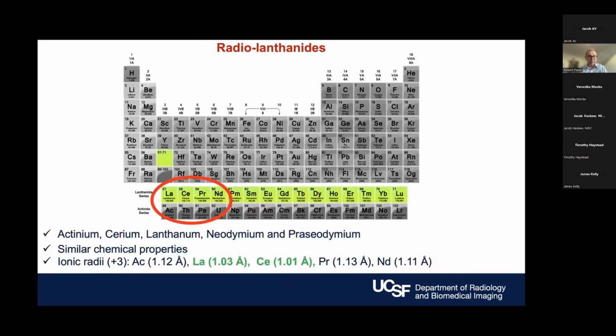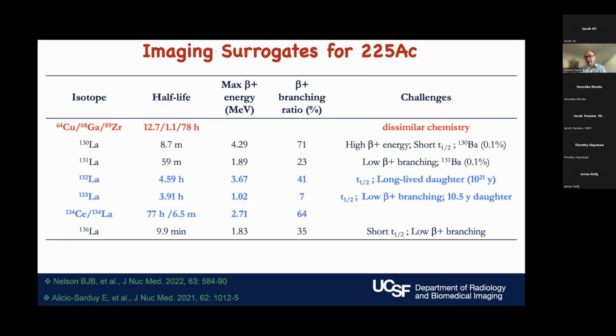And in particular, the lanthanides cerium, lanthanum, neodymium, and praseodymium have demonstrated promise in this regard. And of course, the title and objective of today's webinar is on the use of cerium-134 and lanthanum-134. I'll just point out that it's not the only show in town, and a variety of other isotopes have been proposed for this purpose. But because of dissimilar chemistry and differences in isotopes, the common go-to PET isotopes, such as copper-64, gallium-68, and zirconium-89, don't work out that well for this particular purpose. So a lot of effort has gone into the use of different lanthanides.